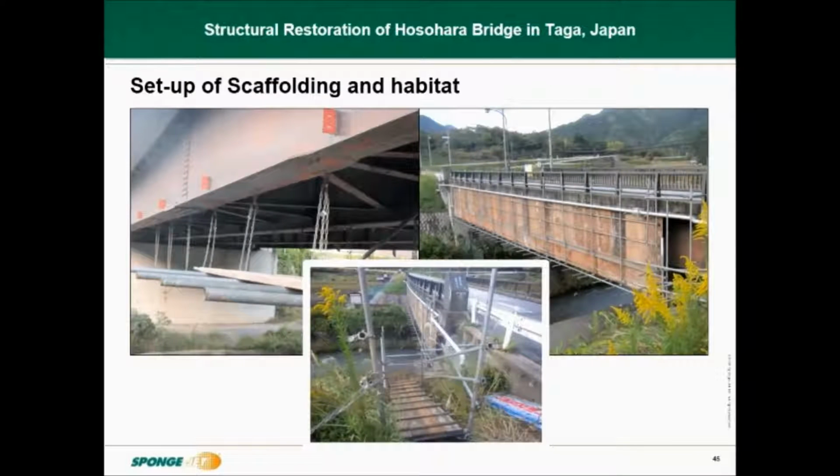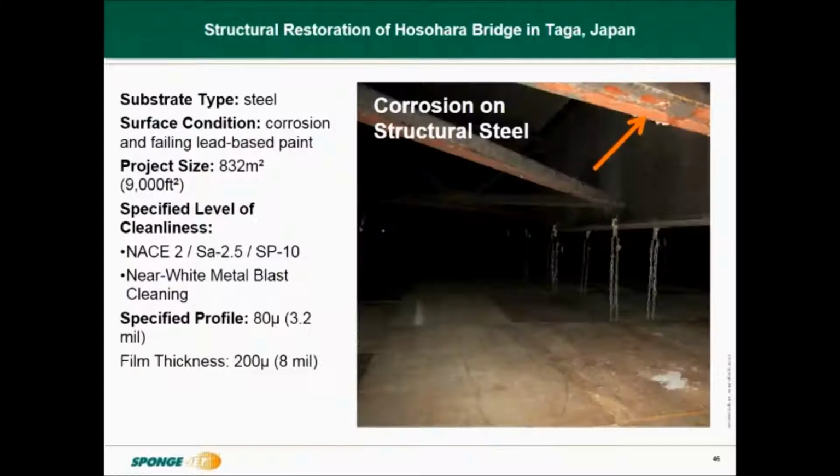The project required underslung scaffold, as pictured. The walls were plywood to assist in full encapsulation of the bridge. The substrate was steel, and there was 832 square metres of area to blast, and it required an SA 2.5 level of cleanliness, and to be profiled up to 80 microns or 3.2 mil.